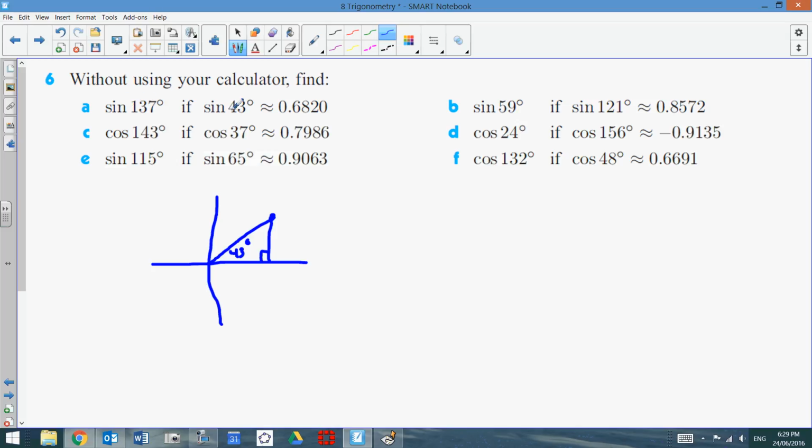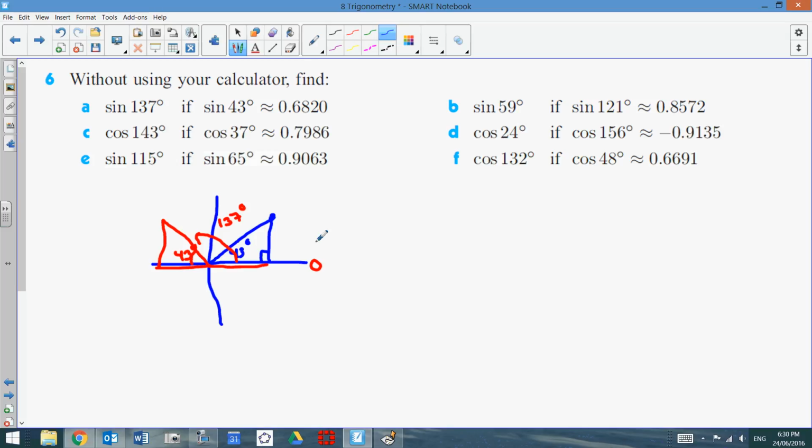Well, notice that 137 plus 43 gives me 180. So really what they're asking me for is if you basically replicated the same exact triangle in the second quadrant, this angle, starting from 0, would be 137 degrees, which would mean that this angle inside the triangle is 43, which is the same as this first triangle that I drew. So both of these triangles are identical. They're both lined up with the x-axis. However, this one is in quadrant 1 and this red one is in quadrant 2.